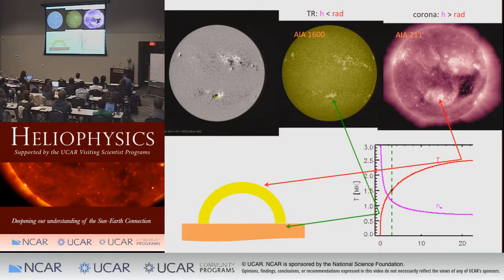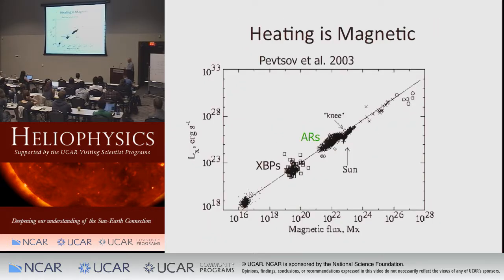I am going to skip over the details of that nasty part of the transition region. That is very difficult to understand. And here's just sort of a summary that the heating is, in fact, magnetic. So whatever is adding this energy, we don't really fully understand it.